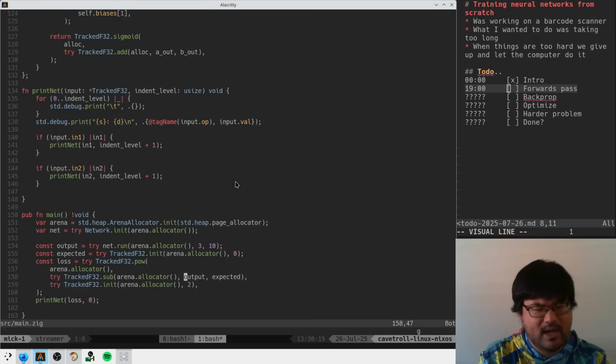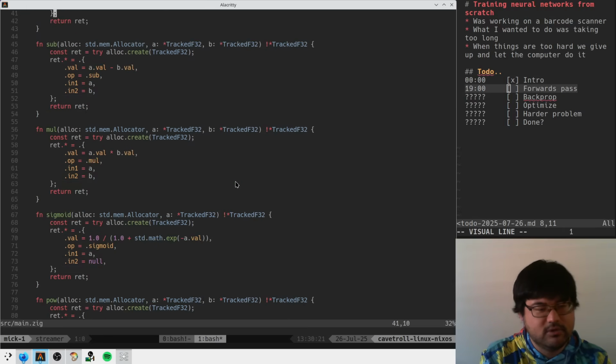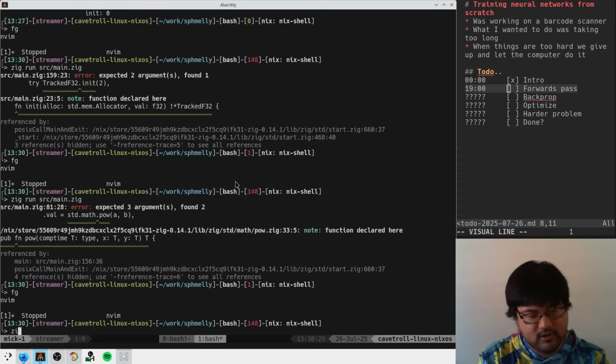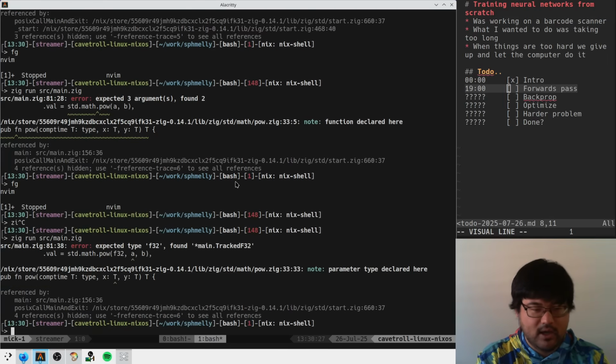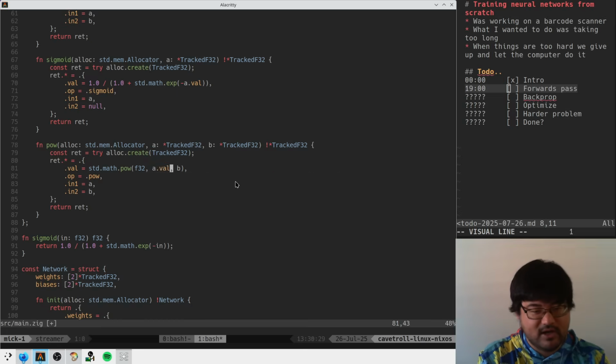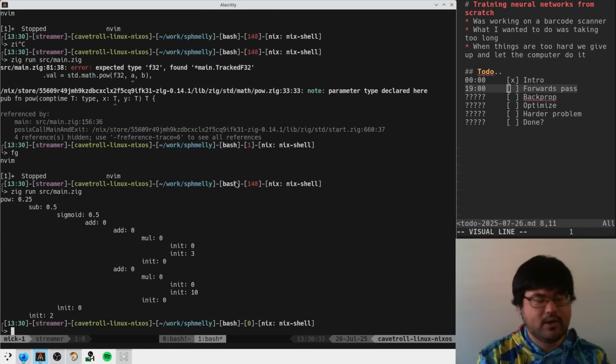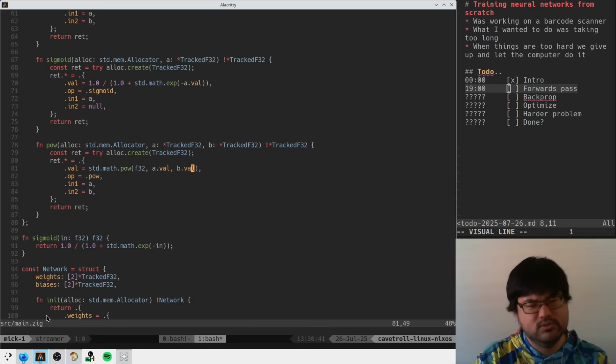Pow is mad, because std.math.pow requires us to pass in the type that we're powering, which is fine. We'll live. And this needs types here and here. Okay, so we have power 0.25, which comes from subtracting 0.5 from 2. That 2 seems wrong, no?